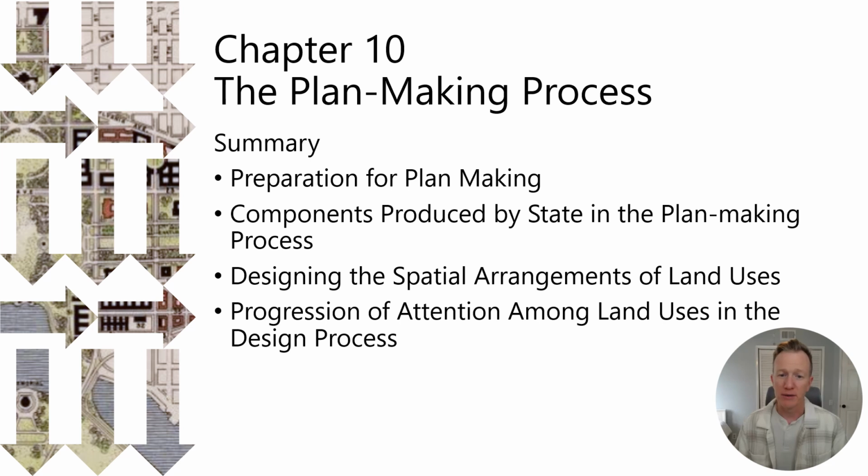Then we talked about the components produced by state in the plan making process. So that's when you create your state of community report, your direction setting framework. We talked about the difference between a goal, an objective, and a policy, where you start the actual creation of a plan and then how you monitor that plan. We talked about designing the spatial arrangements of land uses, and that's where we talked about first creating those principles of the relationship between each land use and where it should be on a map. Then we talked about mapping those actual locations. So like where's the floodplain, where are the light rail lines, and what's a quarter-mile radius from there.